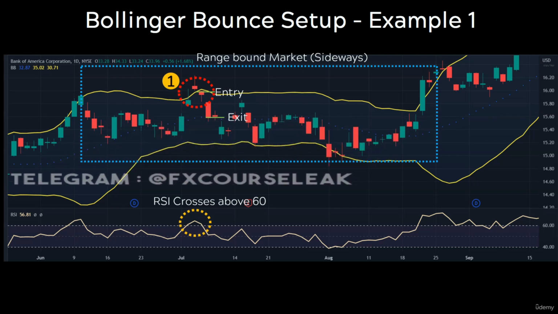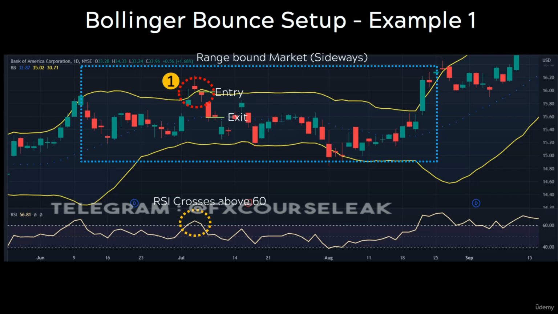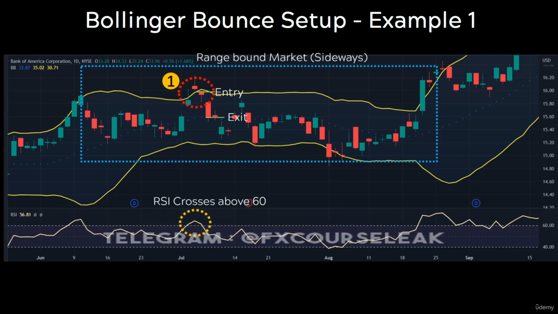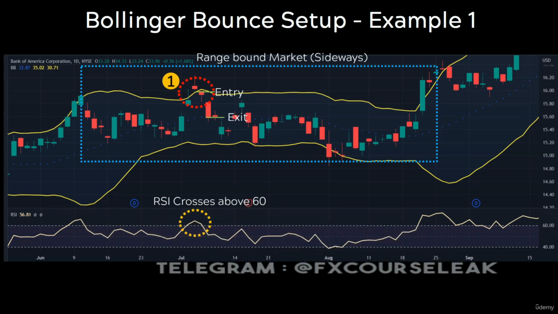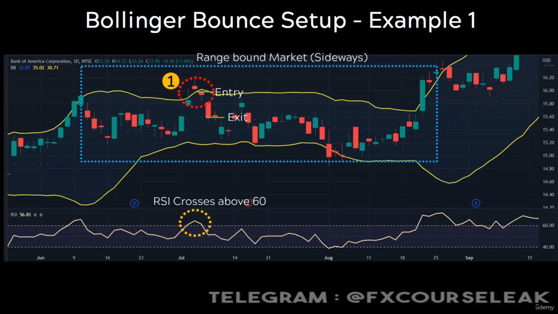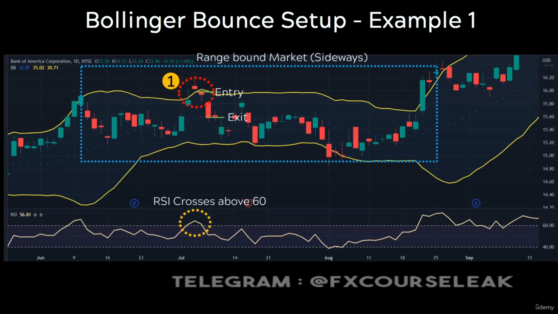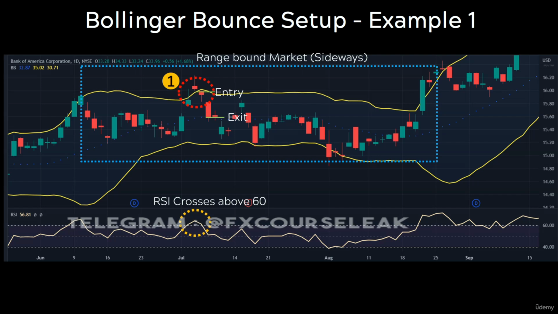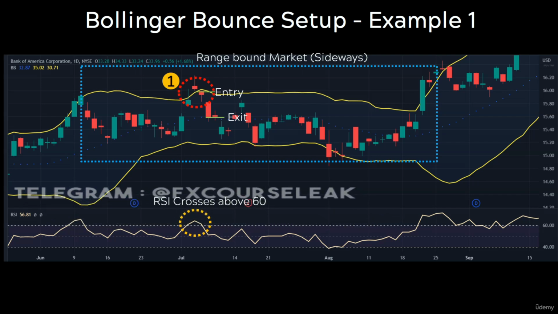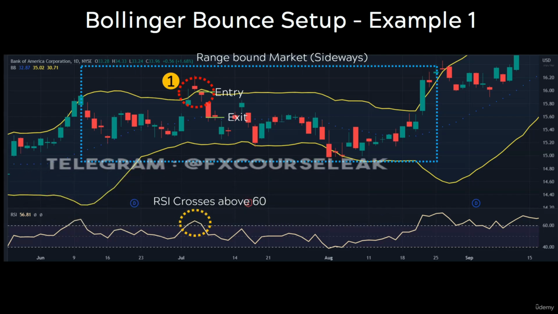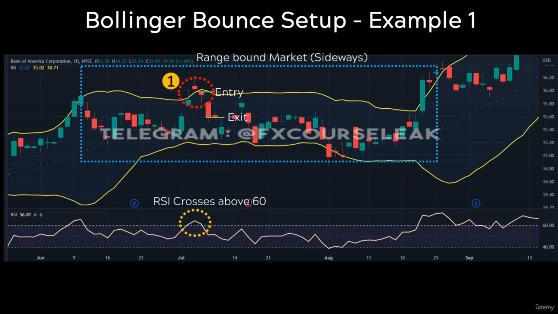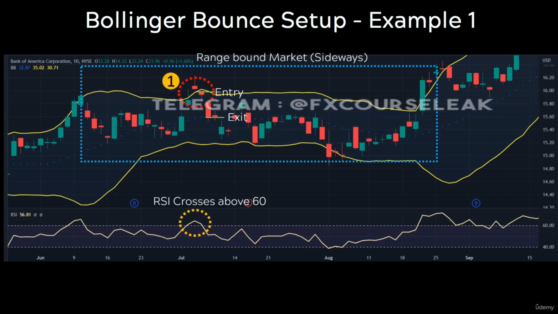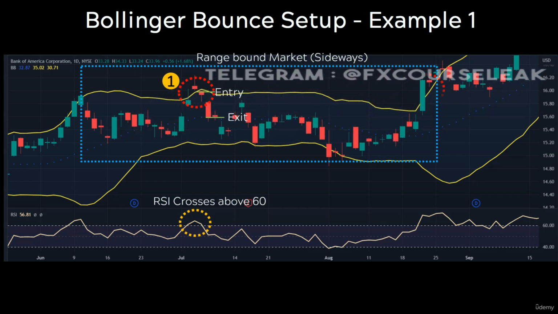So friends, please note in a range bound or sideways market, RSI just touches 60 and falls very quickly, as you have seen all through this rectangular region or this channel. But when the real trend starts, then RSI can remain above 60 or below 40 for a pretty long period of time, as you have seen here. This thing in fact I have discussed in depth in my RSI trading course as well.